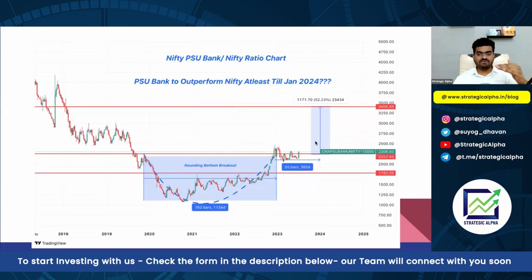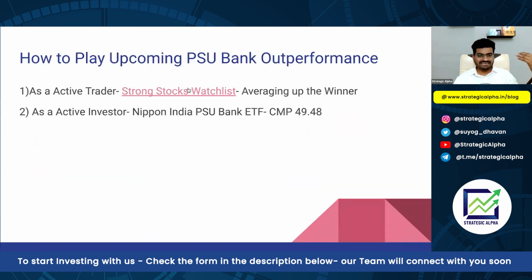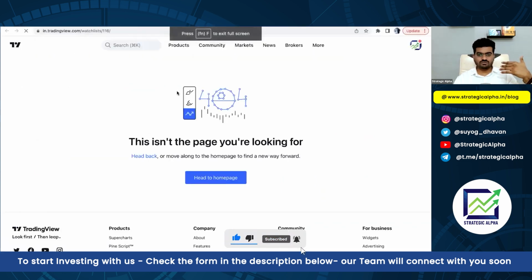It can outperform the index by 52%. What it means is if Nifty goes up by 1%, PSU bank will go up by 1.5%. This is the index. And if we are able to spot good stocks from this index, they might go up much better than the index itself. So I have created my strong watch list. So how to play the upcoming PSU bank outperformance? If you are an active trader, I have created a strong stock watch list.